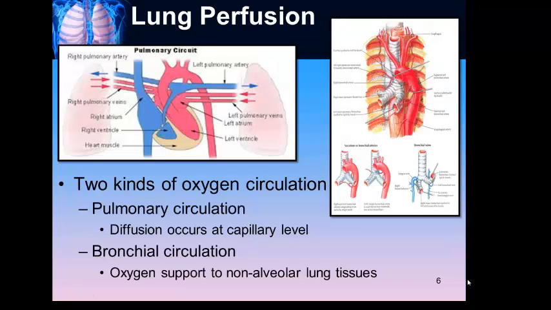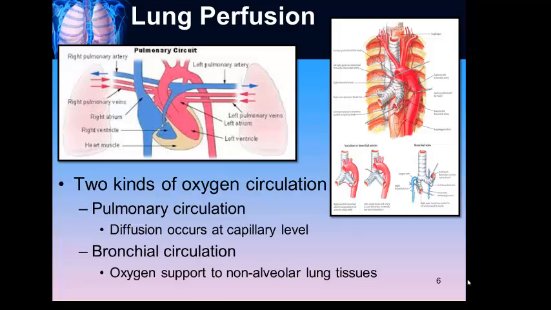Let's review blood flow to and through the lungs. We have two different kinds of oxygen circulating to the lungs. First, we have the pulmonary circulation, which is shown in the diagram that's labeled pulmonary circuit. And then we also have bronchial circulation, which is the picture on the right. First, let's talk about pulmonary circulation. This is the circulation that supports the systemic body, where blood is pumped to the right side of the heart.